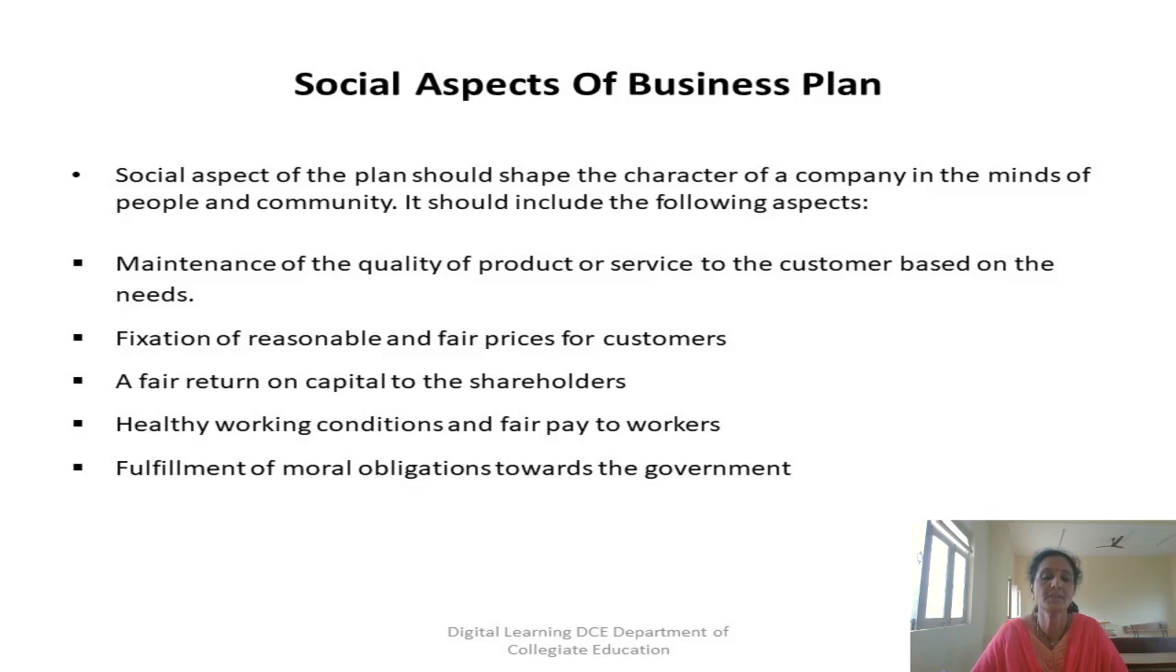First is maintenance of the quality of product or service to the customer based on the needs. The company is manufacturing the product, right? For whom is it manufacturing? For the customers. Who are the customers? They are the people in the society. So, the company should see to it that they manufacture a product that is qualitative, and if they are service oriented, they have to provide service to the customer based on the needs. So, the quality is very important.